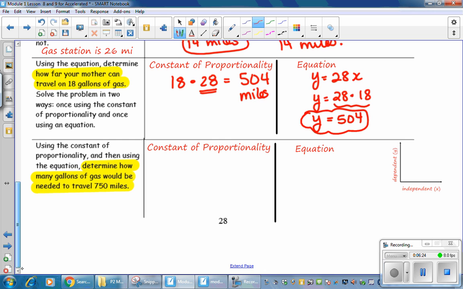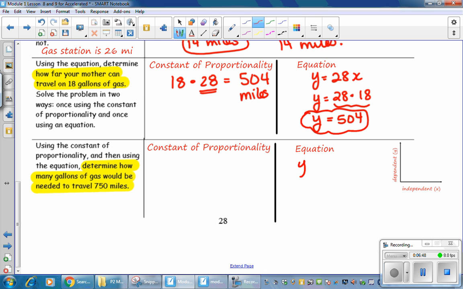In the next problem, use the constant of proportionality and then the equation. Determine how many gallons of gas you would need to travel 750 miles. So you'll notice that this time the information given to you is how many miles you're driving, and you need to know how many gallons of gas you need. So let's use our equation first.